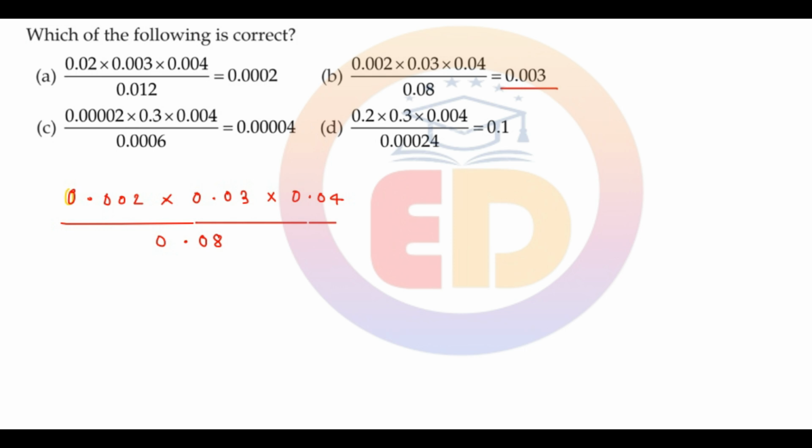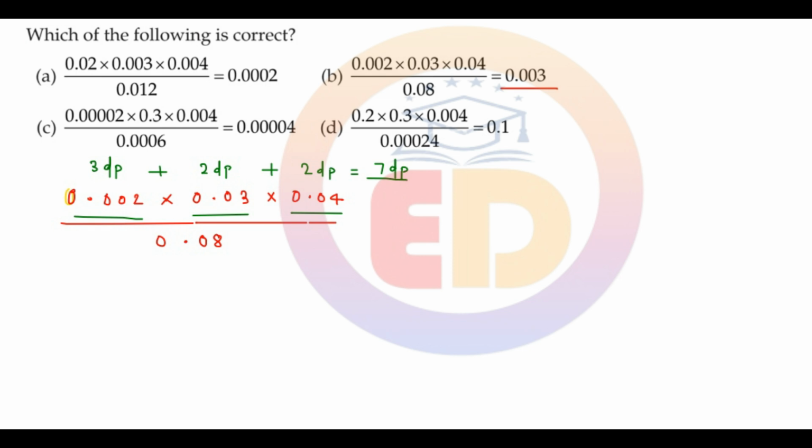For solving the left hand side part, first count the number of decimal places in the numerator. 0.02 has 2 decimal places. 0.03 has 2 decimal places. 0.04 has 2 decimal places. Let us add the decimal places. 2 plus 2 is 4, 4 plus 2 is 6. So the numerator has a total of 6 decimal places.